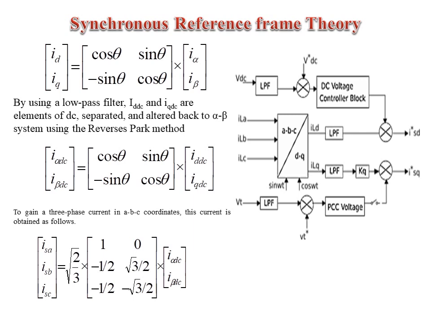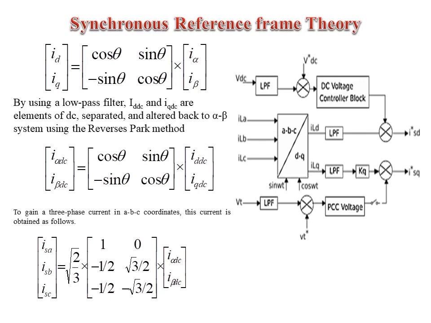So here the ID and IQ currents are found first, as shown in equation number 1. Then by using a low pass filter, the IDDC and IQDC DC elements are separated and converted back to the alpha beta system using the reverse Park transformation, as shown in equation number 2. And to obtain the three phase current in ABC coordinates, the current equations are shown in equation number 3. So ABC to DQ and DQ to ABC, this is the conversion which is used in the synchronous reference frame current.